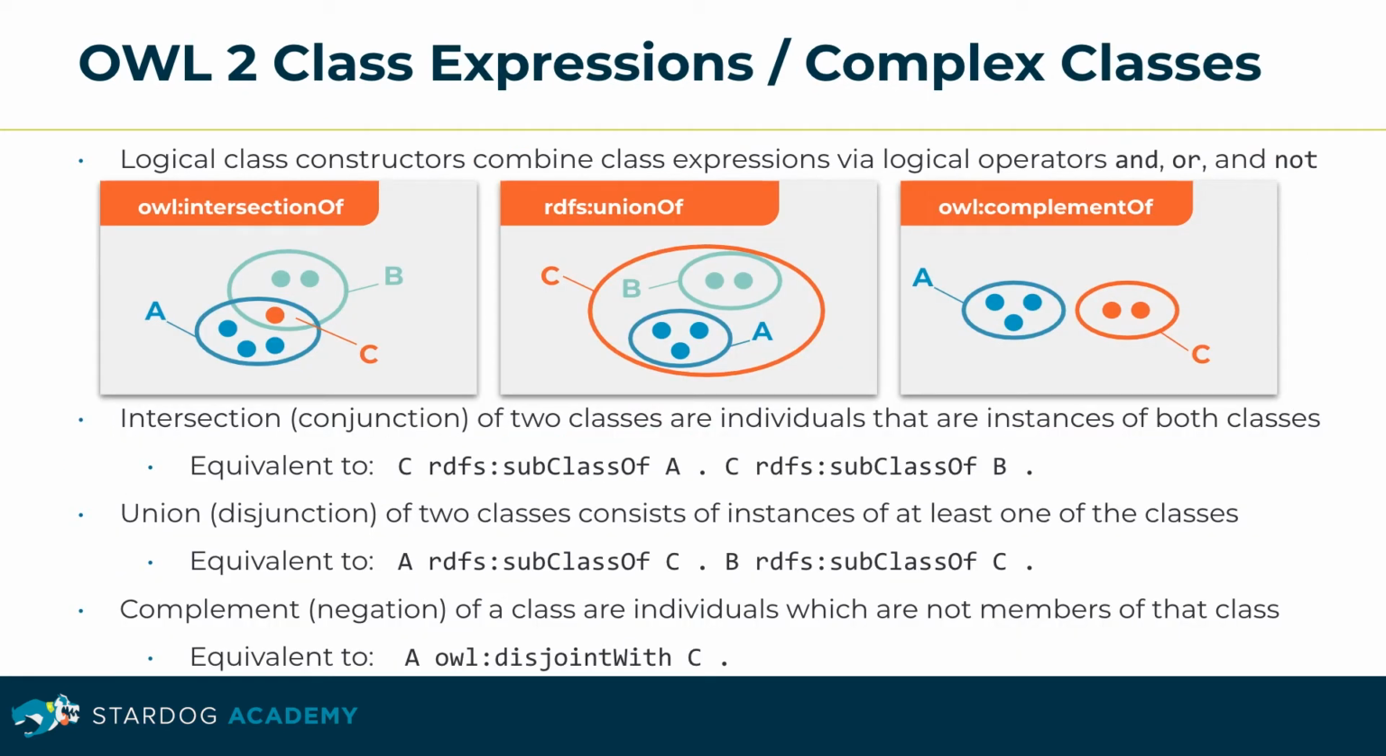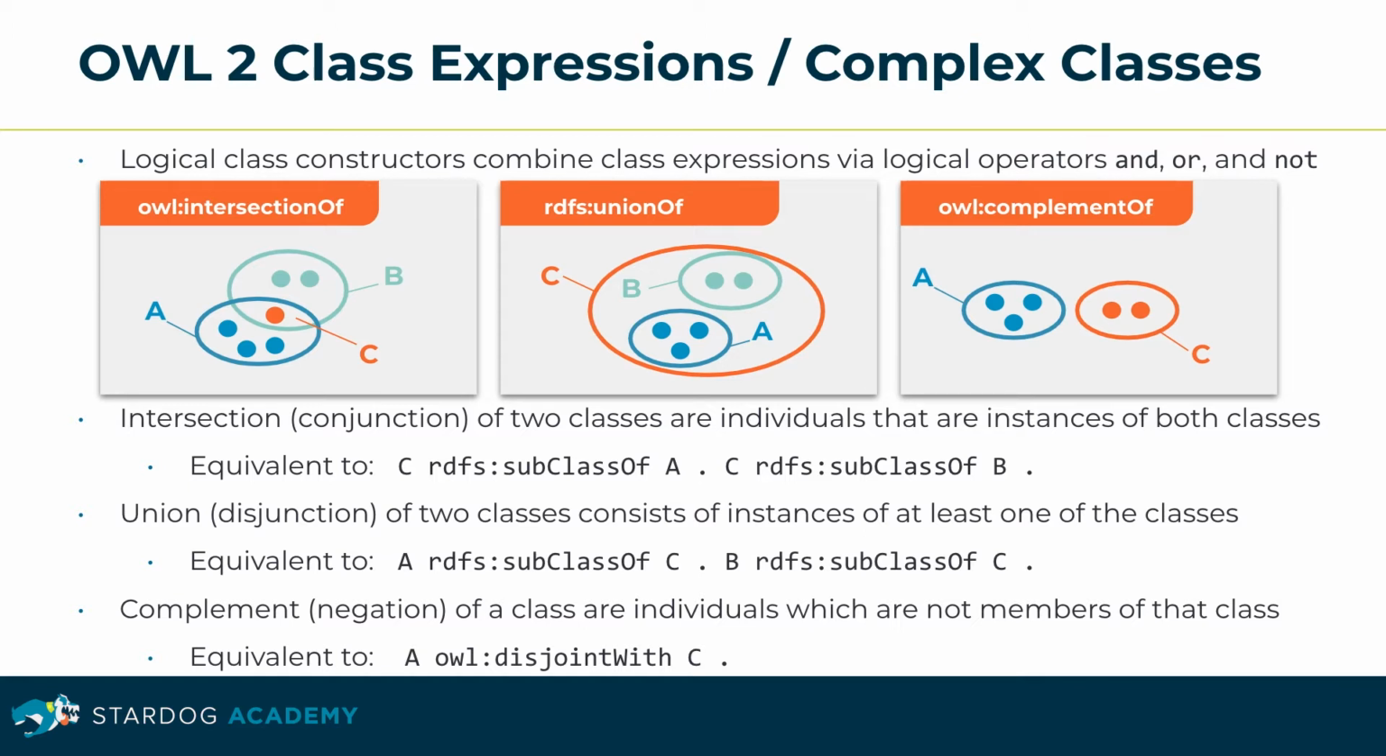Logical class constructors compose complex classes by combining class expressions via logical operators and, or, and not. The intersection or logical conjunction of two classes comprises individuals that are instances of both classes. This is equivalent to being subclass of both classes A and B simultaneously. The union or logical disjunction of two classes comprises instances that belong to at least one of those classes. This is equivalent to a common superclass of A and B.